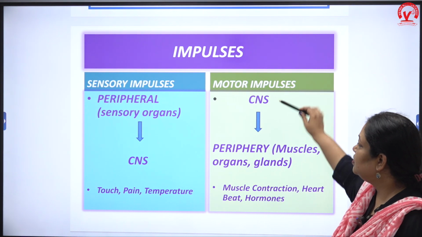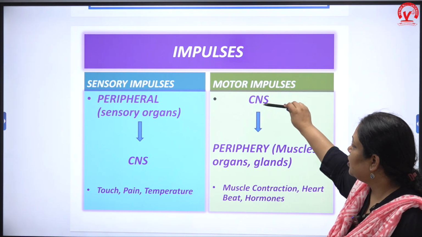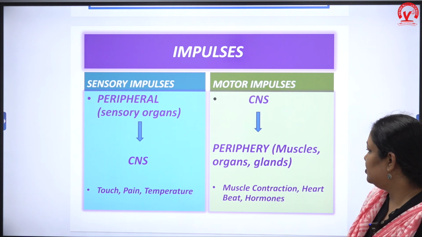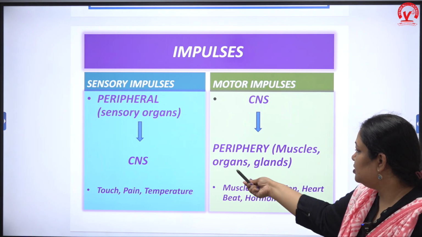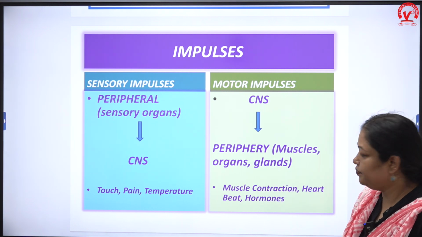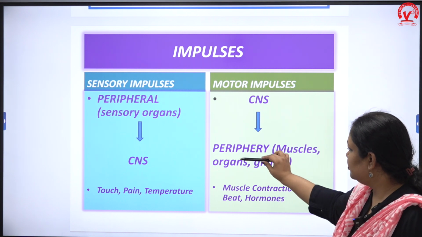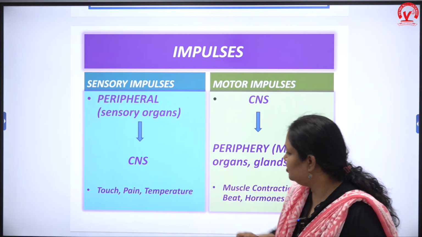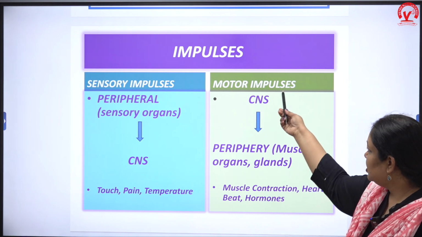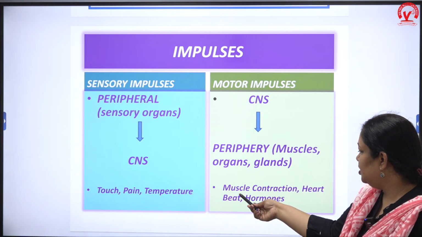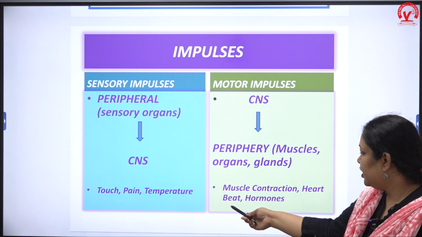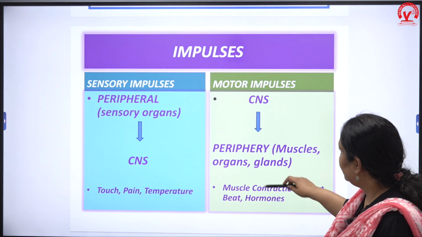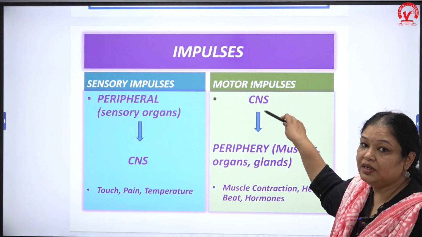Now we talk about the motor impulses. In the motor impulses, the impulses travel from the central nervous system to the peripheral nervous system, that is the muscles, organs, glands, right? Central nervous system to the periphery, and over here, periphery to the central nervous system. Some examples of motor impulses are muscle contraction, heart beating, and the hormones that are secreted. Those are secreted by the motor impulses.